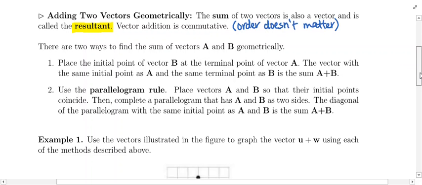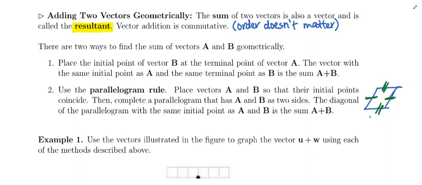The second method is the parallelogram rule. If you remember what a parallelogram is, it's something that looks like this. It's a shape with four sides, and each opposite pair of sides is parallel. Like this side is parallel to this side. So what the parallelogram rule says, you need to place vectors a and b so that their initial points coincide. Then complete a parallelogram that has a and b as two sides. The diagonal of the parallelogram with the same initial point as a and b is the sum a plus b.